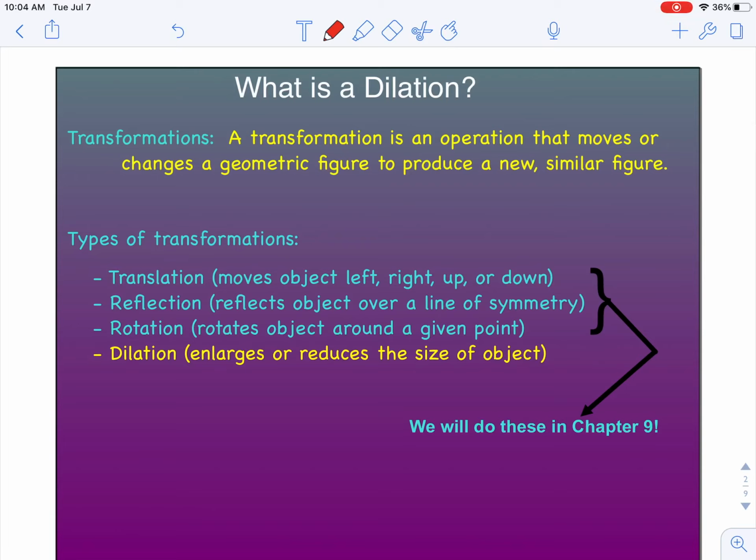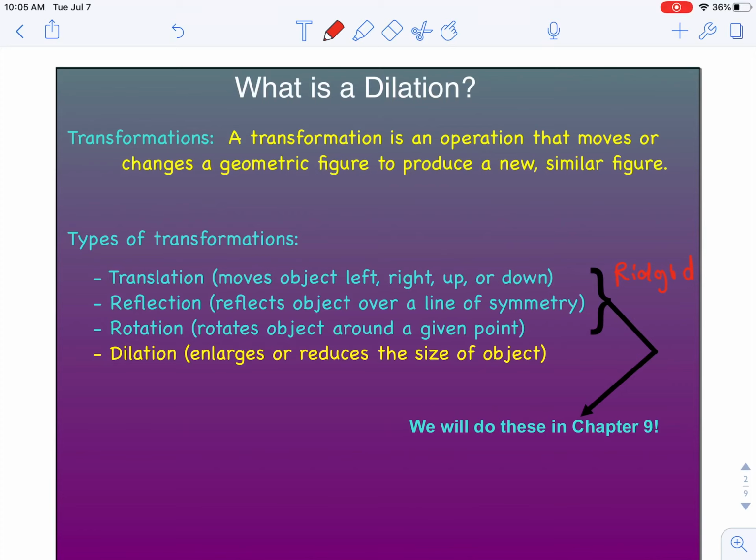Well, a dilation is a transformation, and a transformation is an operation that moves a geometric figure to produce a new similar figure. And sometimes those transformations are called rigid, which means it doesn't change the size or shape. And sometimes dilations do change the size or the shape.